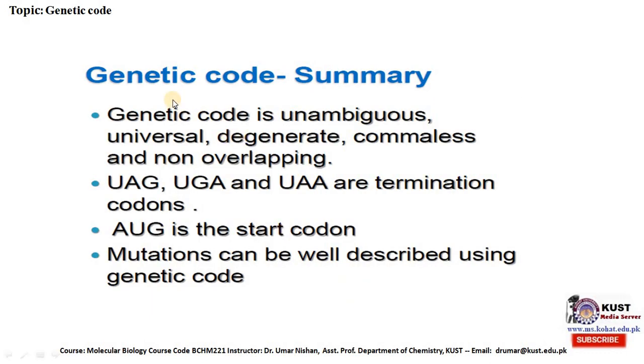Now in this slide we summarize the lecture. It says that the genetic code is unambiguous, universal, degenerate, commaless, and non-overlapping. UAG, UGA, and UAA are termination codons. AUG is the start codon. Mutations can be well described using the genetic code. So this was all about the genetic code.